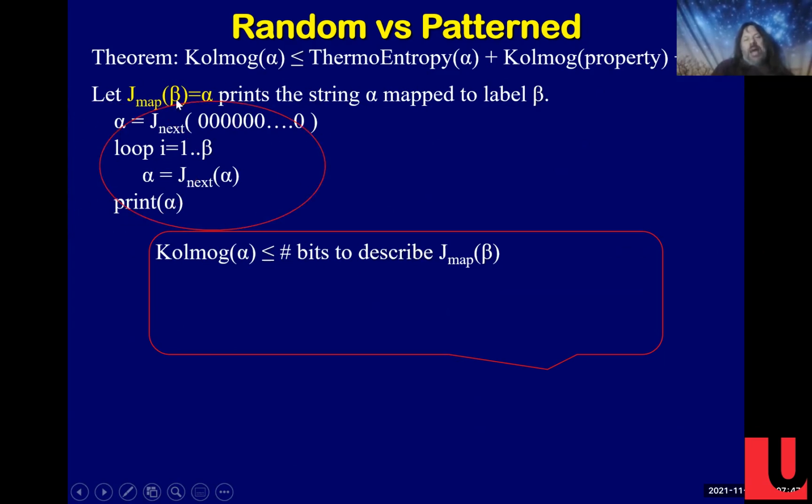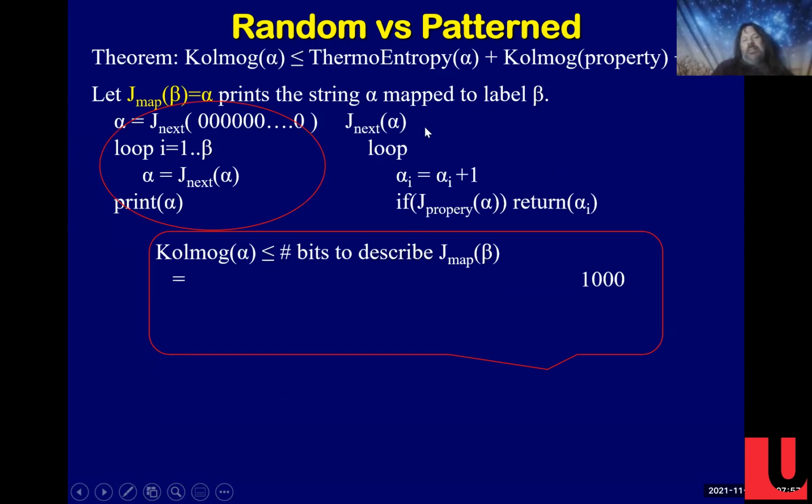Well, first there's how many bits in this. That's maybe 1,000 bits to describe. And how many bits does it take for this piece? Well, that's pretty short code. We can get that into the 1,000. What about the code for this? That's the Kolmogorov complexity of the property.